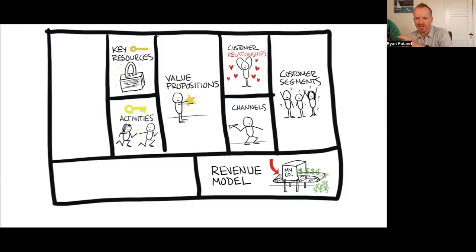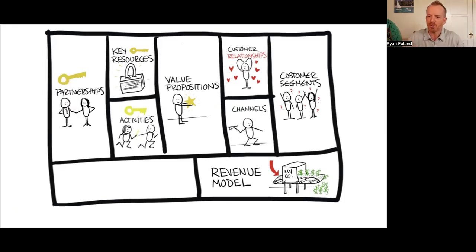Value propositions to customer segments. Get them through the channels, keep them through the customer relationships. Know how you charge them with your revenue model. Understand your key resources, what you need to have. Understand your key activities, what you need to do. And the next bucket is one of the most important buckets there are: partnerships.